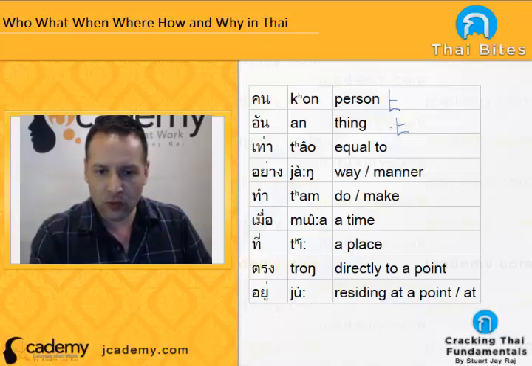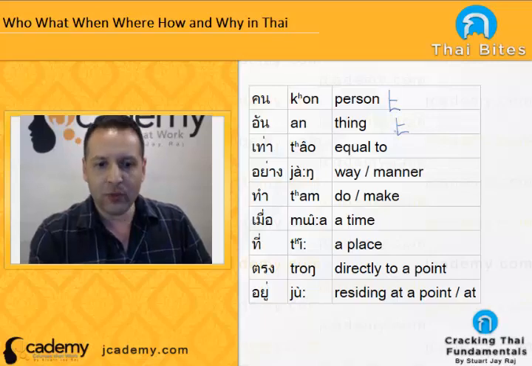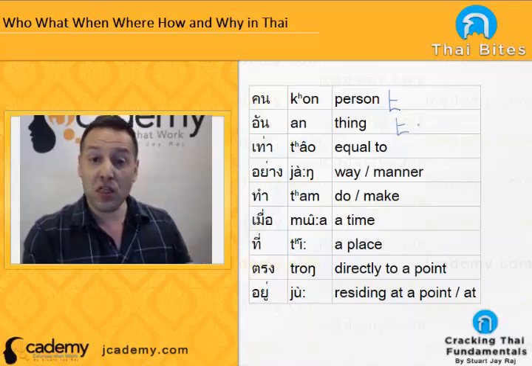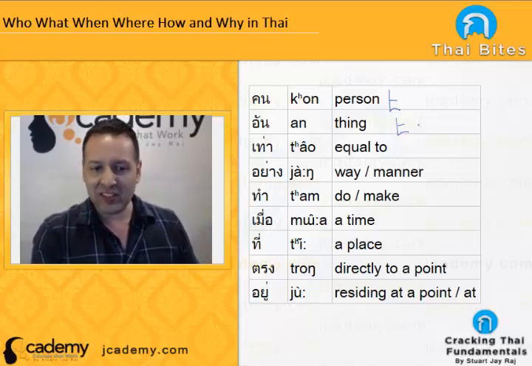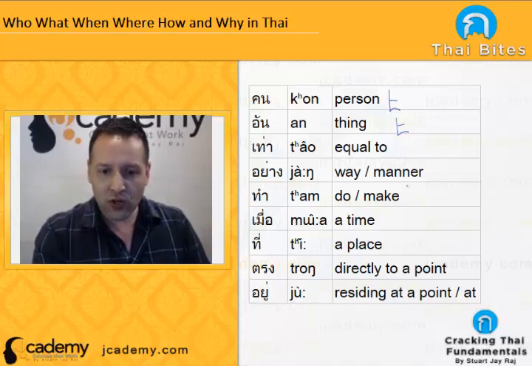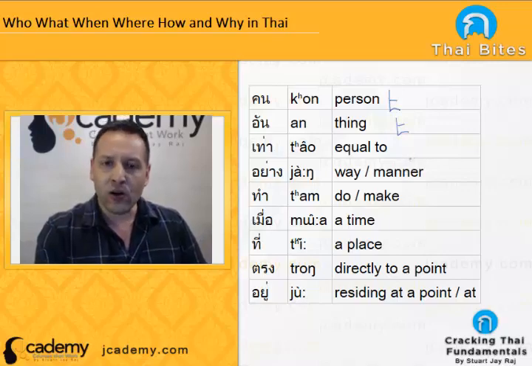Sound like a robot when you say that. Kon, common tone. An, common tone. And it's a general word for a thing, and it's used as the counting or measure word for things in general. Now this word here, say it with me, tao, tao, tao.